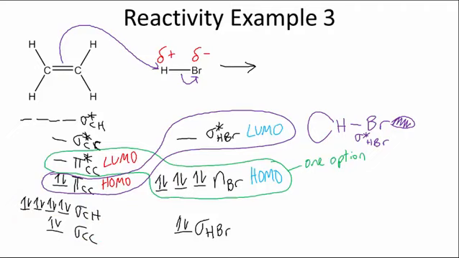Now, when a pi bond attacks something, we're left in a bit of a quandary, because what this means is we're forming a new bond to the hydrogen, but from what atom? Well, in this case, it's going to be from one of the two carbon atoms. They're equivalent, so it doesn't really matter which one I choose. But I'm going to form a new bond from one of the carbon atoms to the hydrogen. And I'm going to break the bromine off.